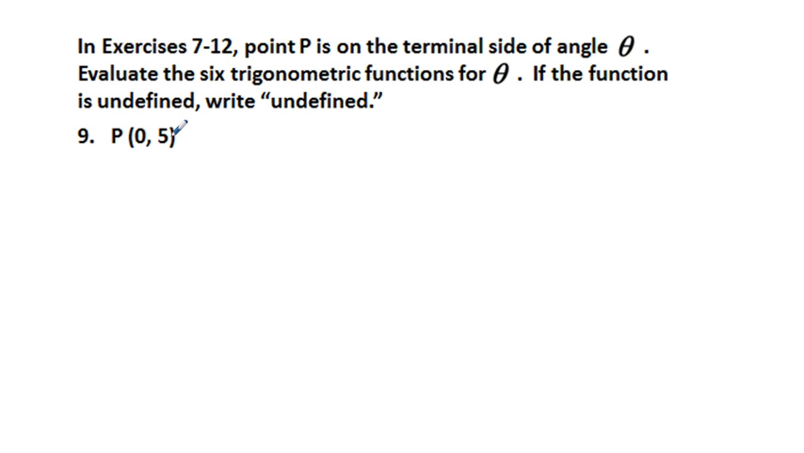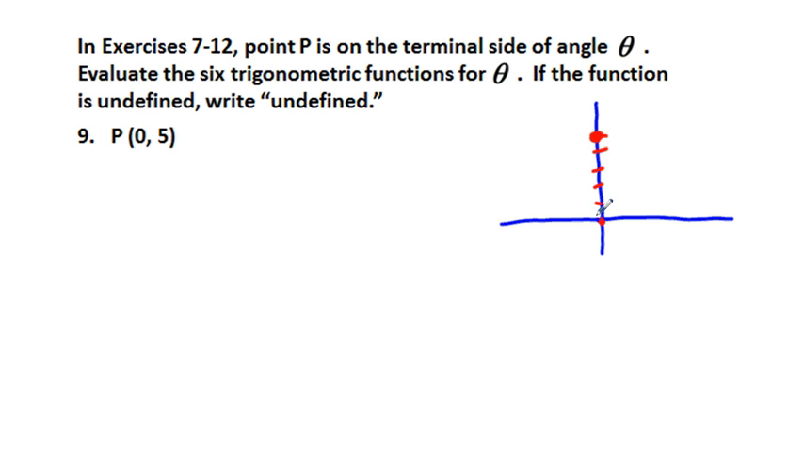Problem 9, and again, we have a point at 0, 5. To find where that is, we draw a coordinate plane. Here's an x-axis, horizontal, y-axis, vertical. We have point 0, 5. We start here at 0, 0 at the origin, go up 1, 2, 3, 4, 5, and here's the point right here on the y-axis, 0, 5.